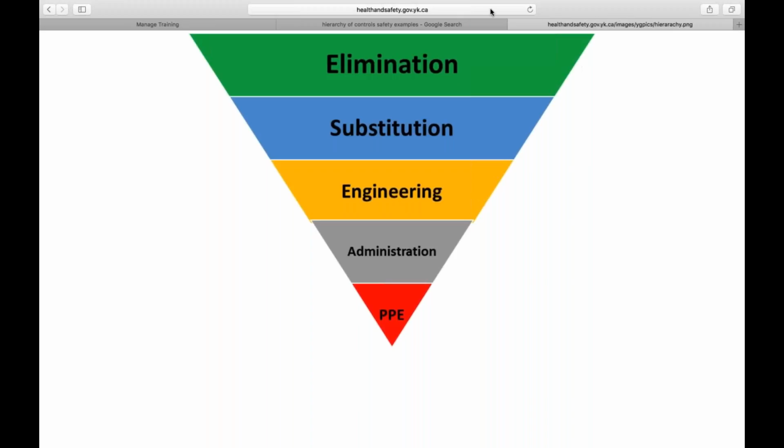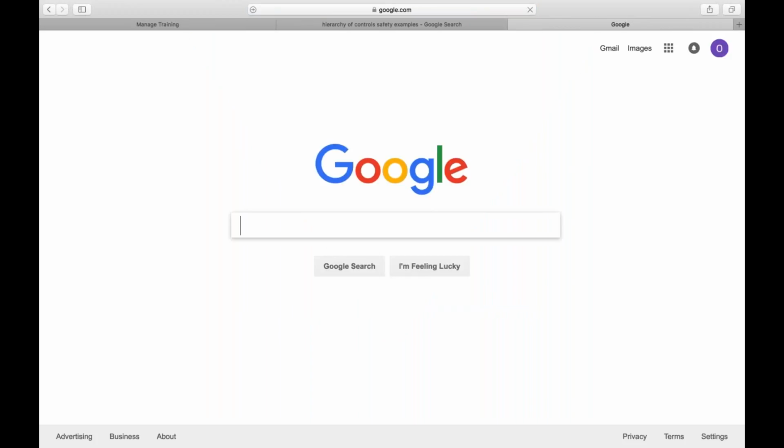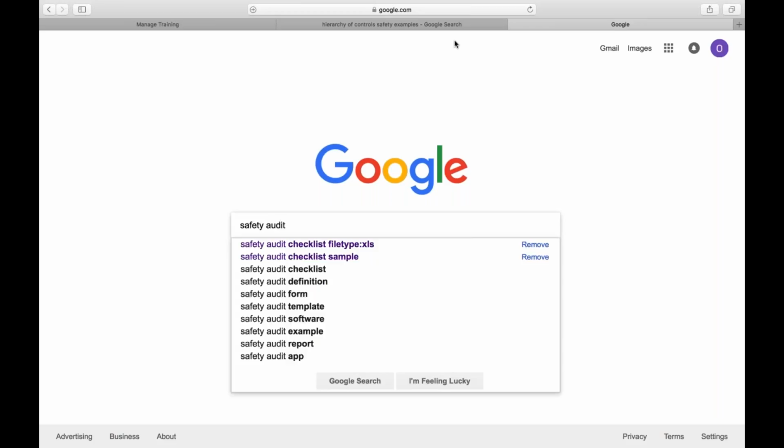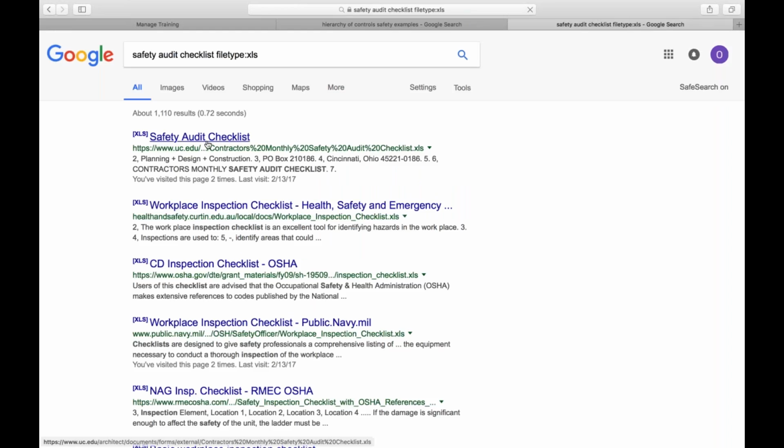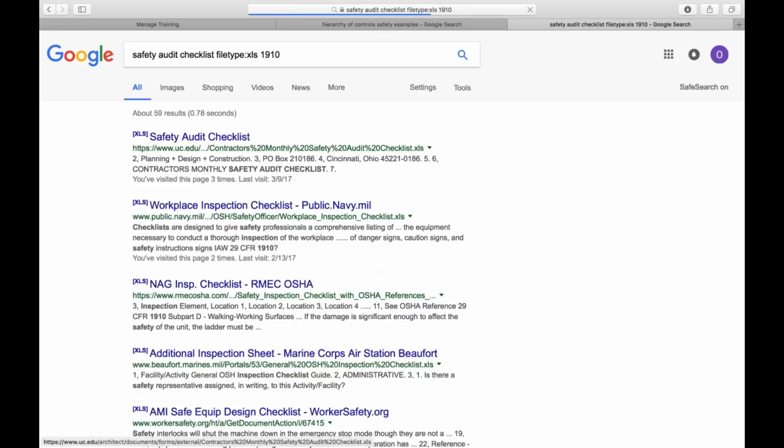Okay, so let me show you really quickly what I'm talking about. You can just take a safety audit checklist, right, and then personalize that safety audit checklist to what your work environment is going to include. So let's see. I'm looking for one particular one to show you right now. I think this is it.